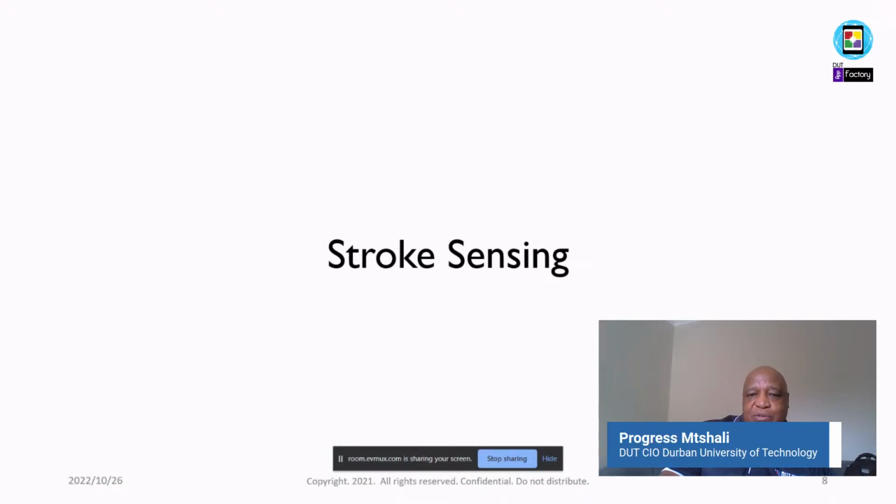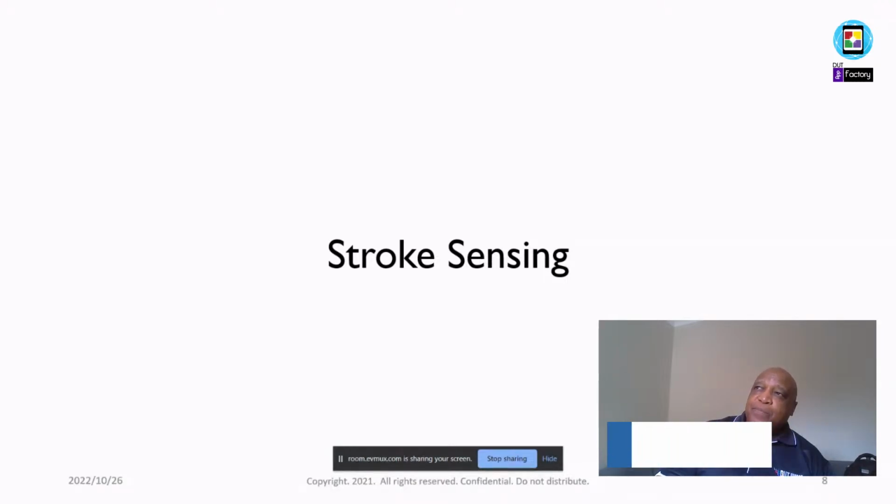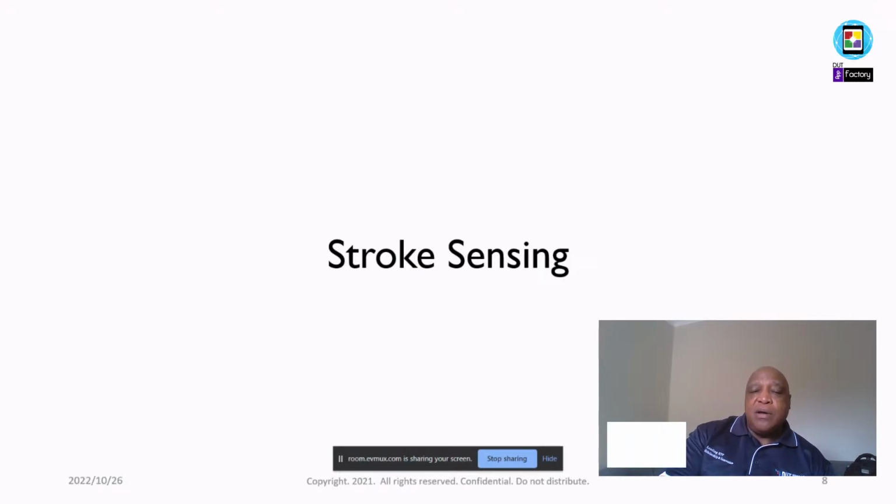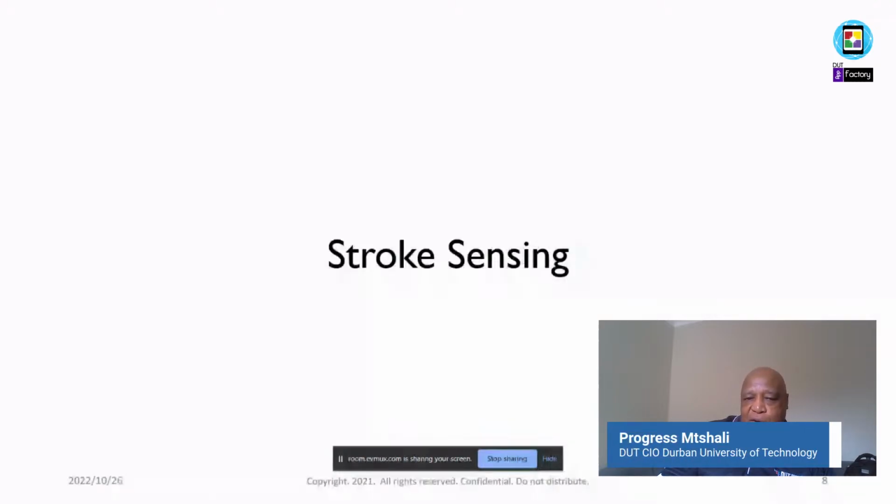The other one is stroke sensing. I've seen maybe four or five cases already where an Apple Watch saved somebody's life. It's a very good story. One of them was this gentleman wearing the Apple Watch. The watch kept notifying him that he was having AFib, and he kept ignoring it. And then the notification kept popping up again and again, and he was getting annoyed.